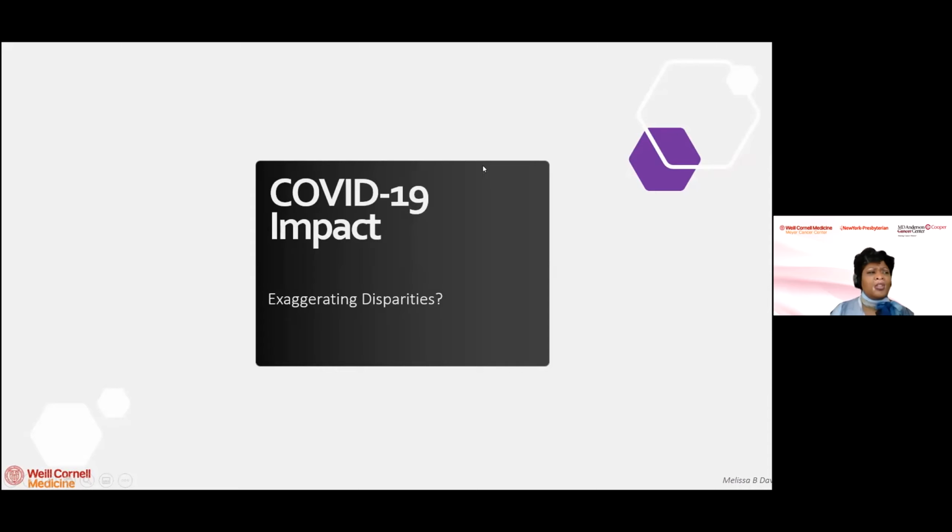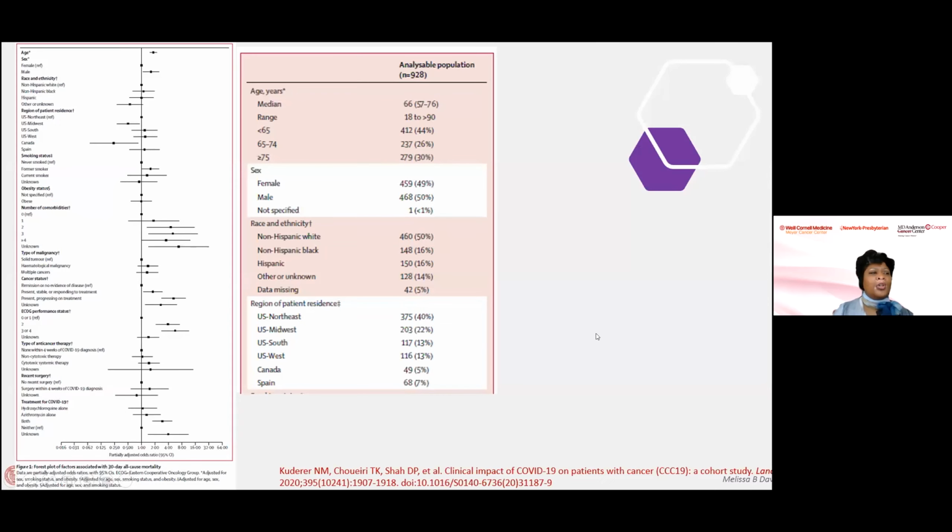I just want to close out the topic of talking about COVID-19 impact and whether or not we're going to see disparities exaggerated in this sort of new normal. So we've seen a lot of papers come out that talk about the clinical impact of COVID-19. The study that I'm going to share with you is called the CCC19 study. We have active investigations ongoing at NYP. These are very preliminary at the moment.